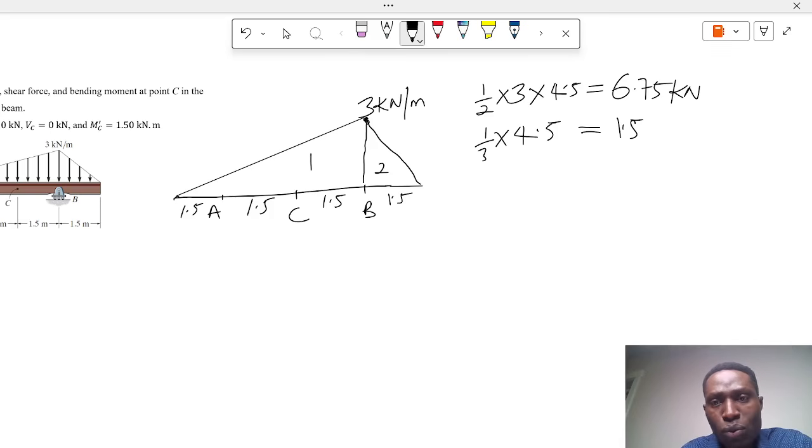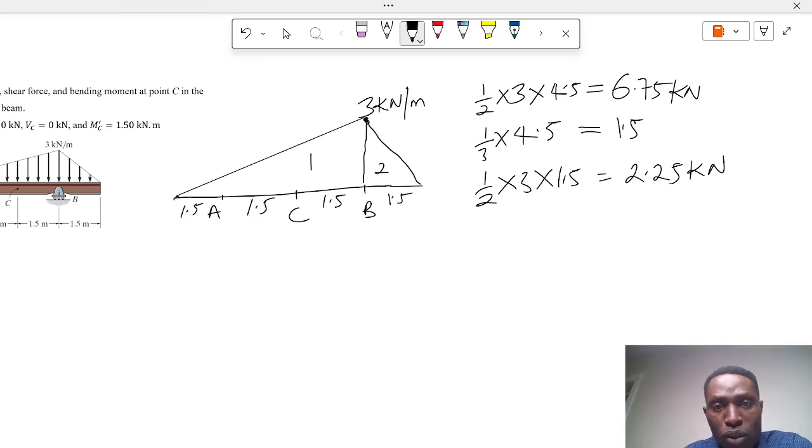So for triangle 2, the concentrated load given by the triangle is derived as 1/2 times 3 times 1.5. This will give you 2.25 kilonewtons. And the point where this load will act on the triangle is 1/3 times 1.5. So from the apex, it will act at a point 0.5 meters from the apex.